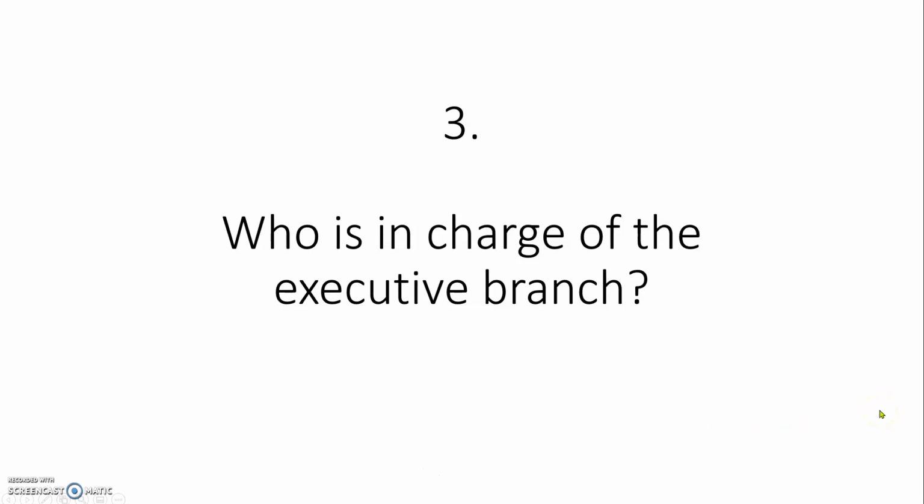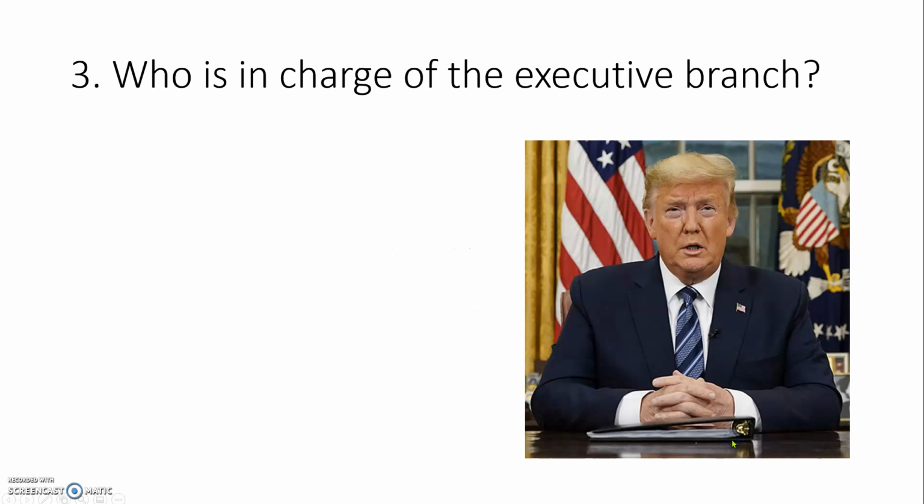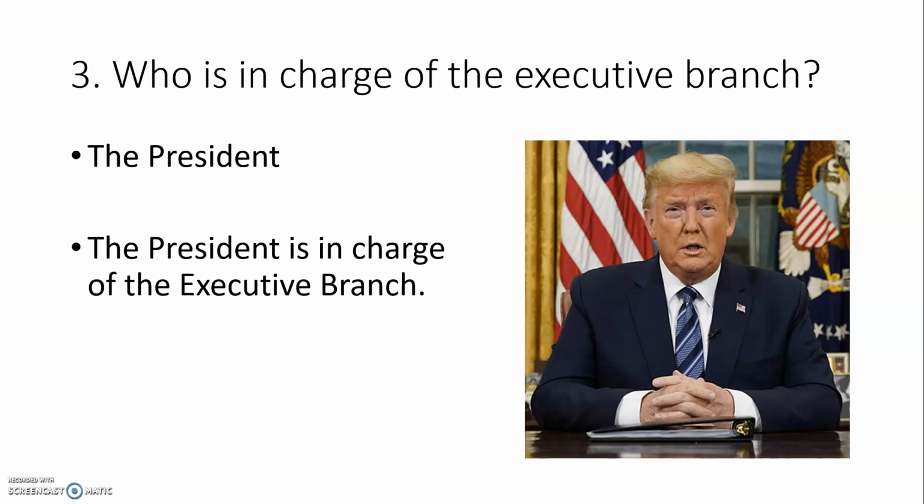Number 3, who is in charge of the executive branch? The president. The president is in charge of the executive branch.